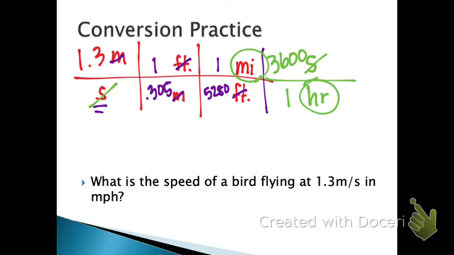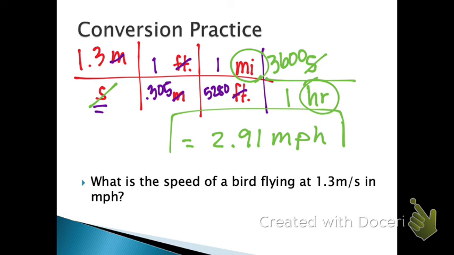No. I didn't get that. Oh, okay, you're just taking a guess. I got 2.91 miles per hour. So it's moving pretty slow. Start to fall. Maybe. Maybe.